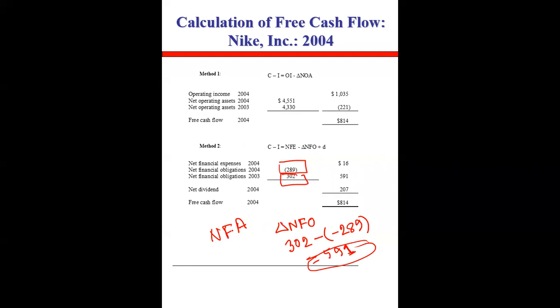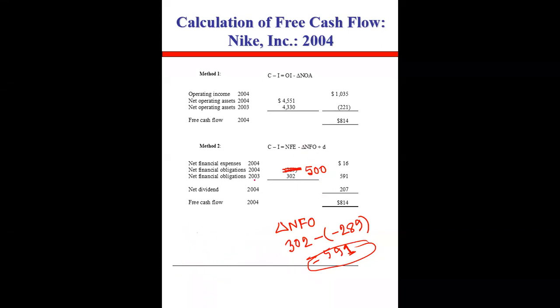Okay. Let's try to take you to different numbers. Say, for example, forget this. If the number is like this, say the net financial obligations is 500 in 2004, what would be the change? Change would be 500 minus 302. It would be 198. What would it mean? It means that company has taken additional borrowing. In that case, it will be negative, as a net financial obligations negative.